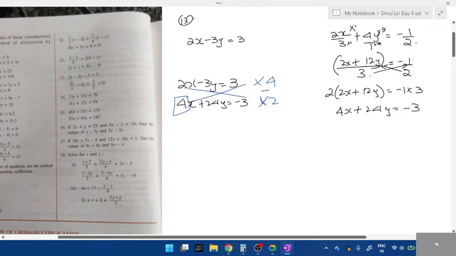Can we reduce them? 2 ones are. So actually, how much you have to multiply? Not 4 and 2. You have to multiply this with 2 and this with 1. So 2 into 4x minus, you multiply into 1.